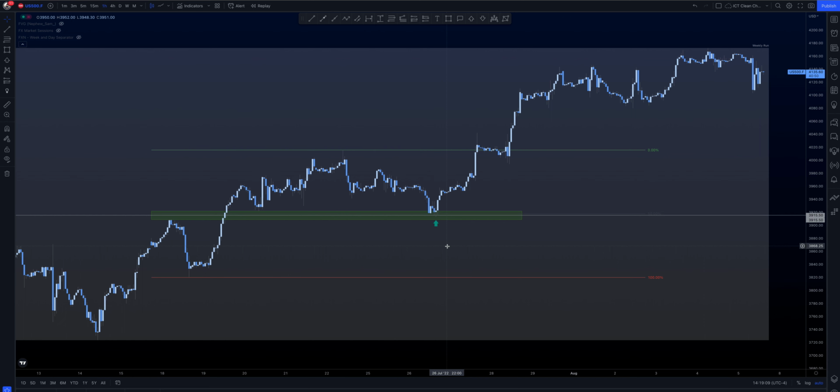We go down to the 1 hour time frame, we've had a shift or a break in market structure, the fair value gap, it creates that order block, which is a high probability order block because it has the fair value gap.